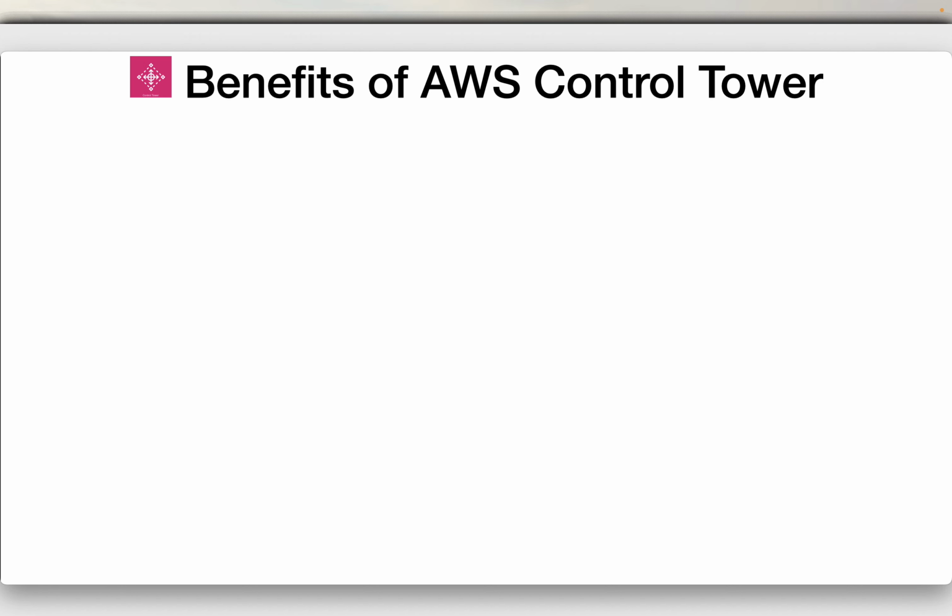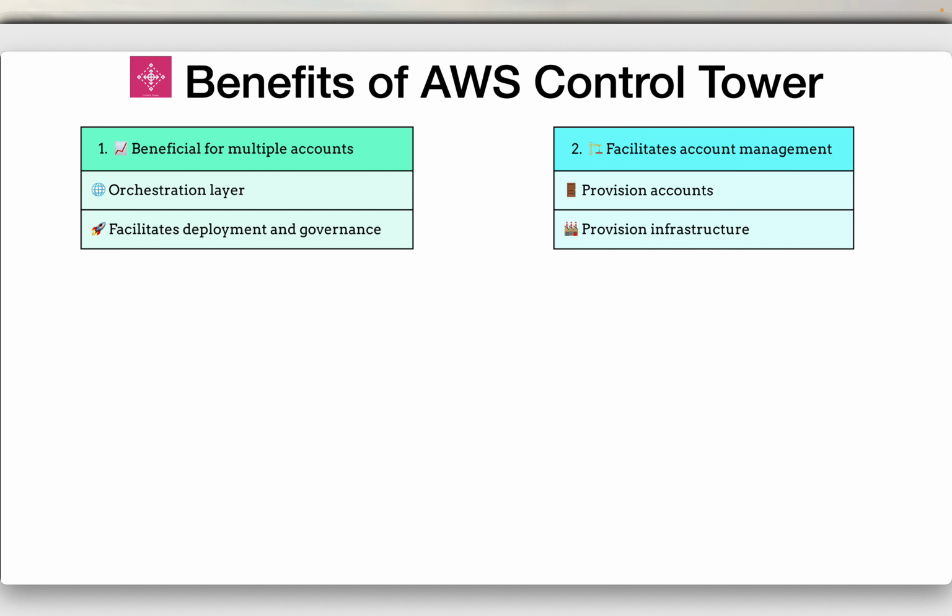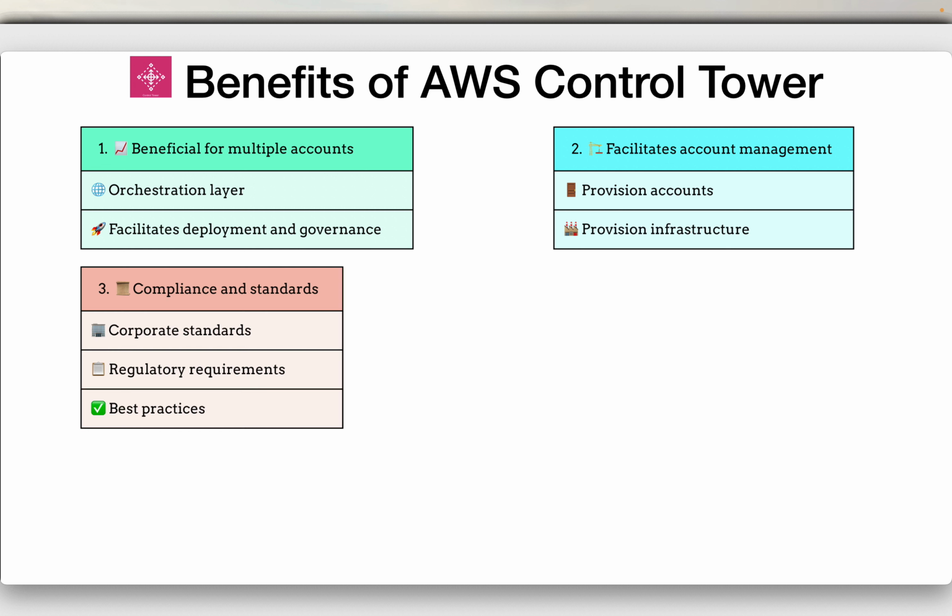So benefits of AWS Control Tower. First, if you are hosting more than a handful of accounts, it is beneficial to have an orchestration layer that facilitates account deployment and account governance. Second, you can adopt AWS Control Tower as your primary way to provision AWS accounts and infrastructure. Third, with AWS Control Tower, you can more easily adhere to corporate standards, meet regulatory requirements, and follow best practices.